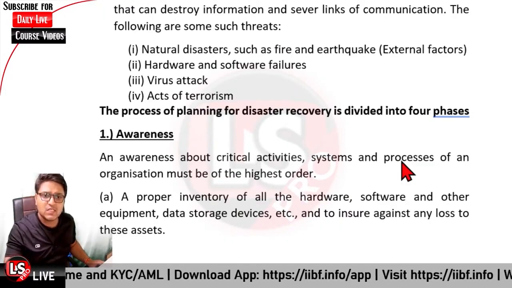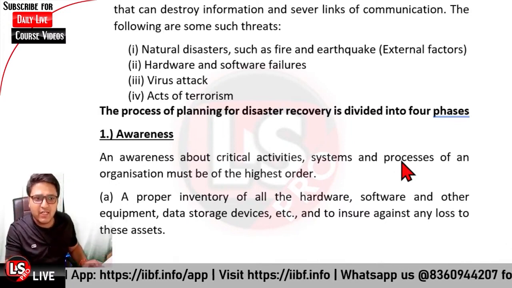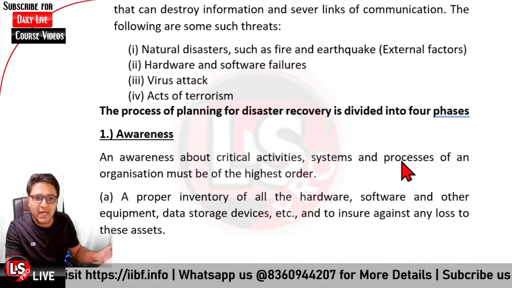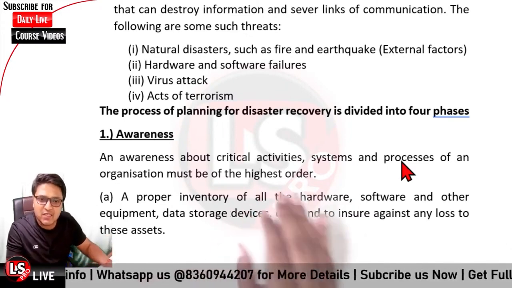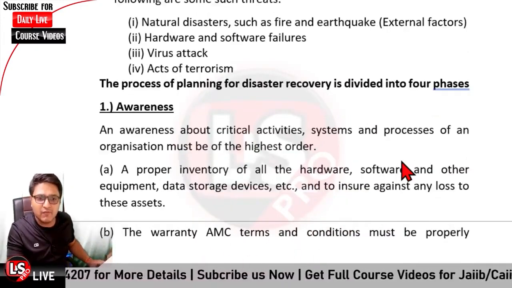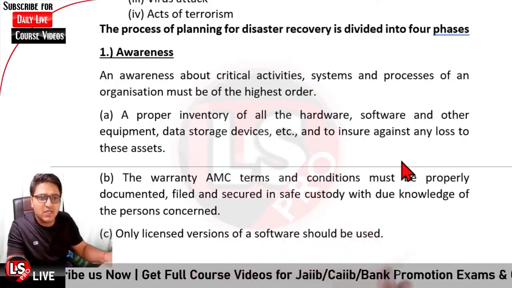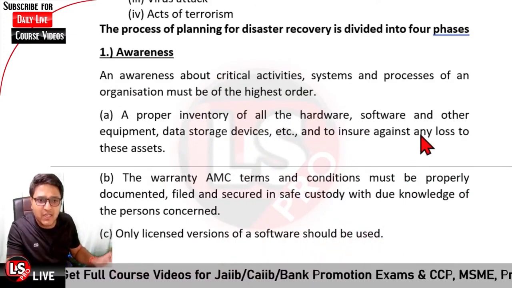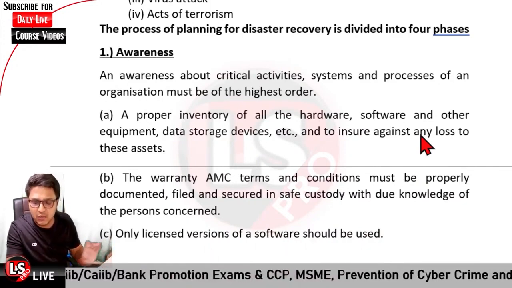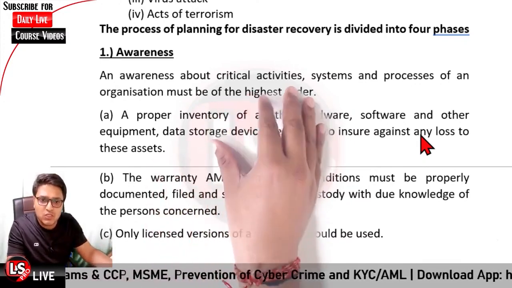The process of planning for disaster recovery is divided into 4 phases. First, it is regarding awareness: the awareness of what the critical activities, critical systems and critical processes are that must be maintained at the highest order. It could be that a redundant system is maintained, and a proper inventory of the hardware, software and other vendors is kept. Further, the warranty and AMC terms and conditions must be properly documented, filed and secured in safe custody with due knowledge of the persons concerned.